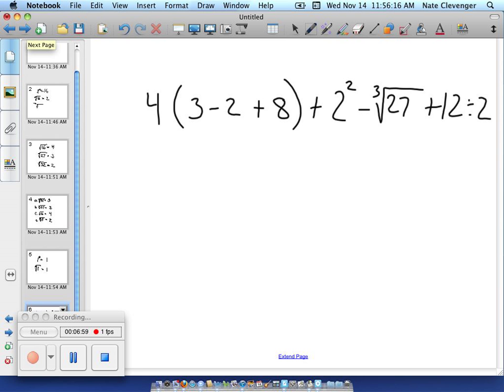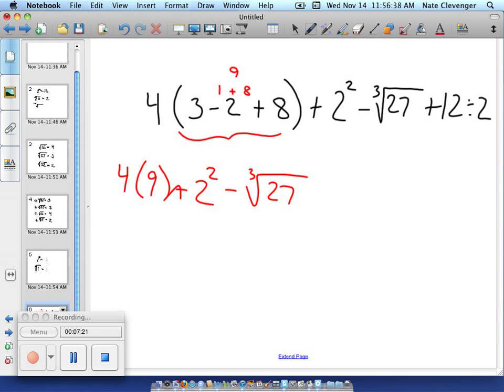Okay, getting a little lengthy. Do we have anything inside parentheses that we can simplify if we do our order of operations correctly? Yes, we do. 3 minus 2 is 1 plus 8 is 9. So I'm going to rewrite this: 4, 9 plus 2 squared minus 27 plus 12 divided by 2. Okay, so we've taken care of our parentheses. Now we're going to go to our exponents, or our roots.